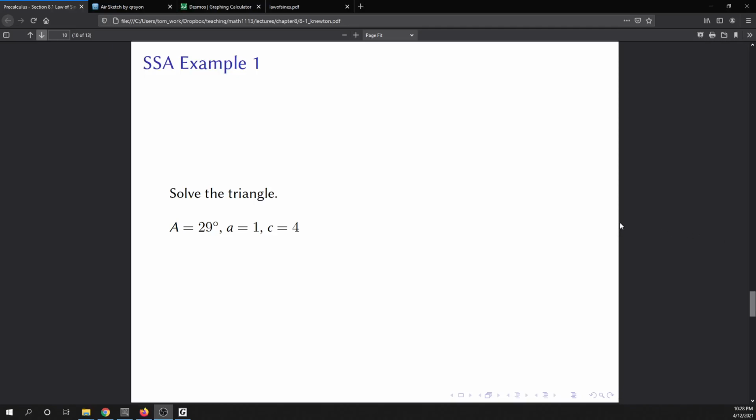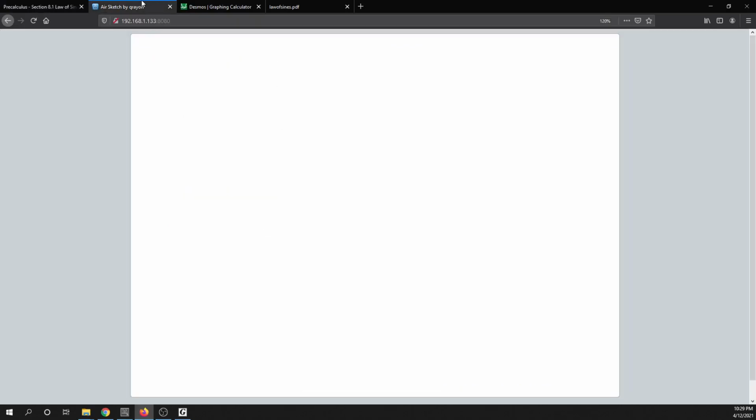All right, in this video, we're going to work through the following example. It says solve the triangle. So first thing to do is let's sketch out this triangle.